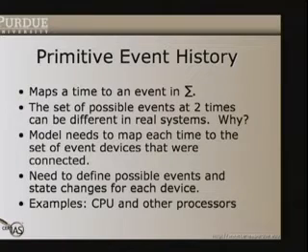Basically our primitive event history is mapping a time value to an event in our alphabet that occurred during that time frame. And again, the set of possible events that can occur at two times can be different because we can have two different sets of event devices connected. So our model needs to map each time to the set of devices that were connected, and we also need to know which events were possible with each device. For example, low-level primitive events are CPUs, memory management units, and other low-level processors on the system that can change the actual state of the system at any time.